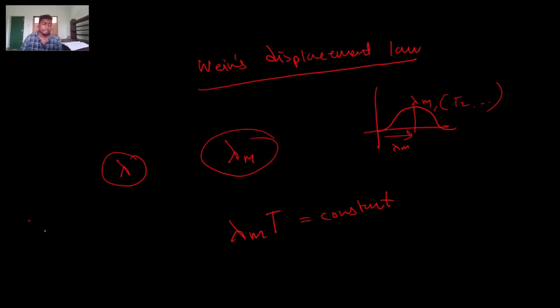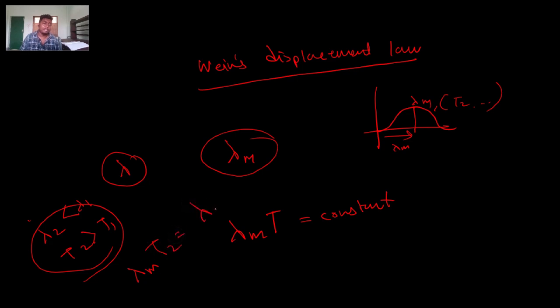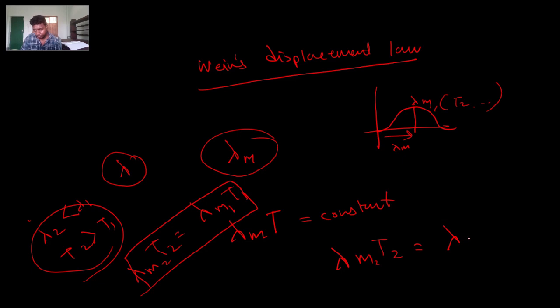Like in the previous case, when we obtained lambda 2 which was lesser than lambda 1, T2 was greater than T1. In this case lambda 2 was giving the maximum radiation. So lambda 2 became lambda m2, and lambda m2 T2 equals lambda m1 T1. This is Wien's displacement law: lambda m2 T2 equals lambda m1 T1.